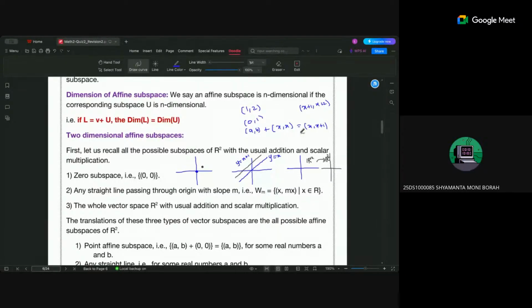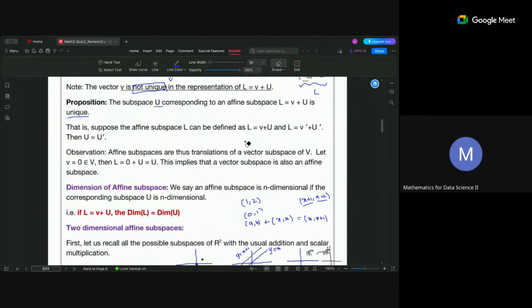Can you just explain this one again? It's not the same line. Okay, this is your y coordinate, right? This is your x coordinate. What's the relationship between them? Y is equal to x plus 1. Okay, got it. So this point is not unique.